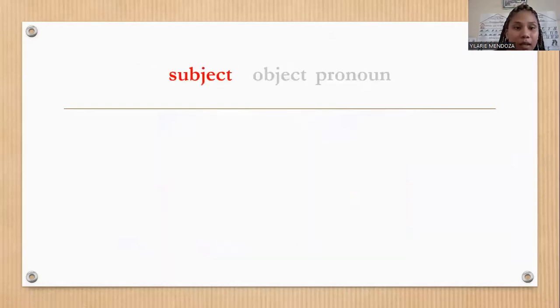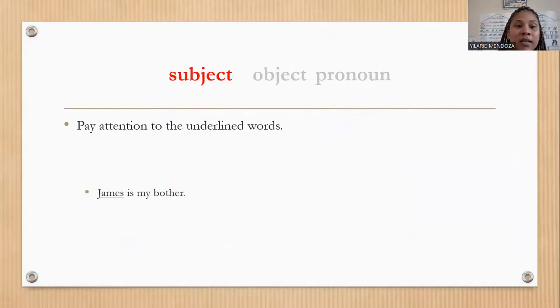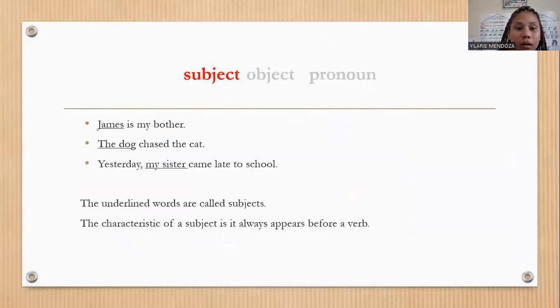Subject. Pay attention to the underlined word. James is my brother. The dog chased the cat. Yesterday, my sister came late to school. The underlined words are called subjects. The characteristic of the subject is that it always appears before a verb.